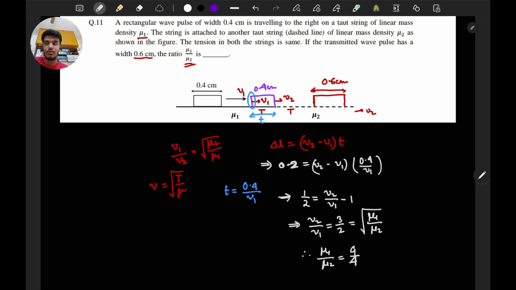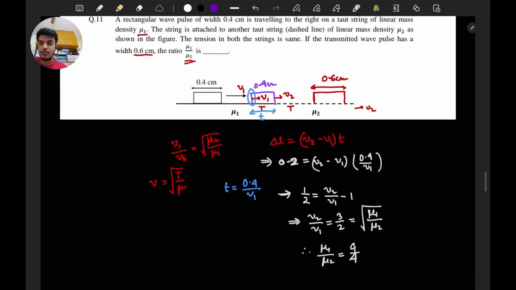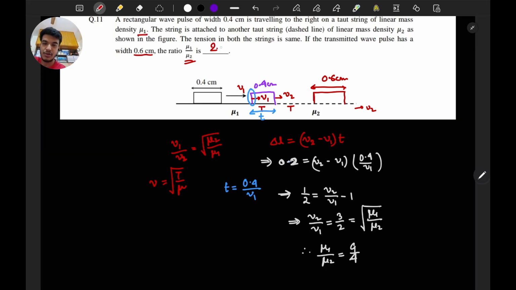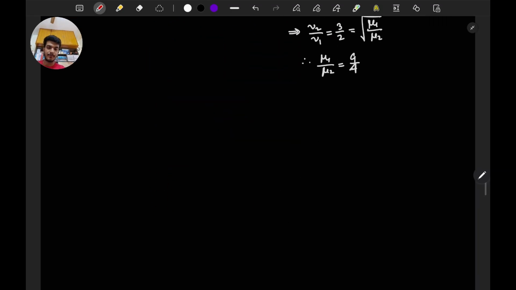So mu1 by mu2 is equal to 9 by 4, and 9 by 4 is not approximately, it is exact only, it is equal to 2.25. Okay, so the answer for question 11 is 2.25.